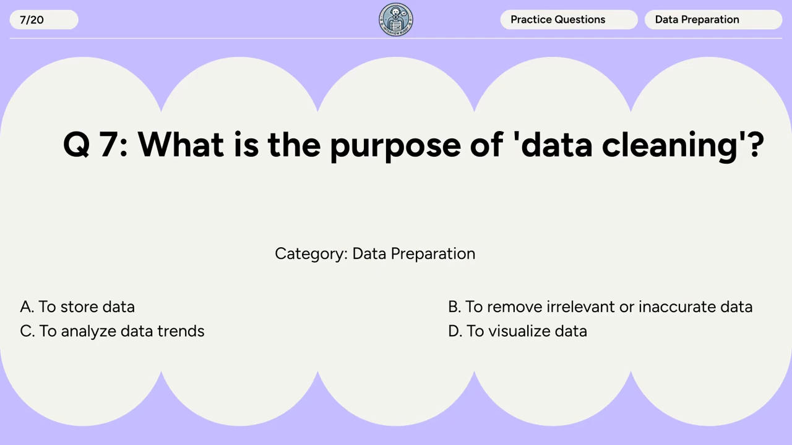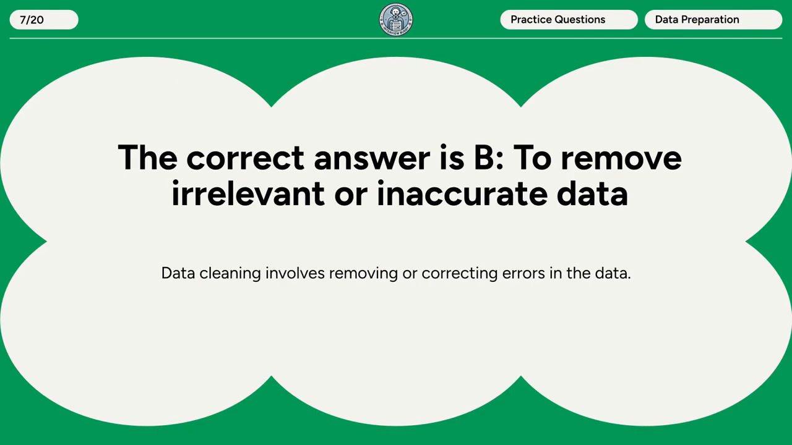Question 7. What is the purpose of data cleaning? A. To store data. B. To remove irrelevant or inaccurate data. C. To analyze data trends. D. To visualize data. The correct answer is B. To remove irrelevant or inaccurate data. Data cleaning involves removing or correcting errors in the data.